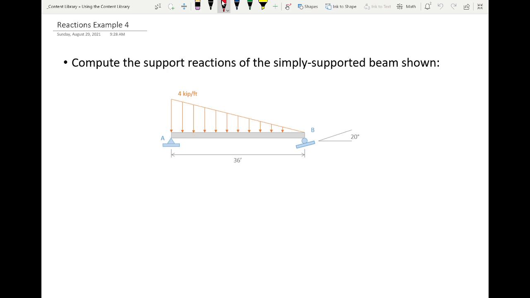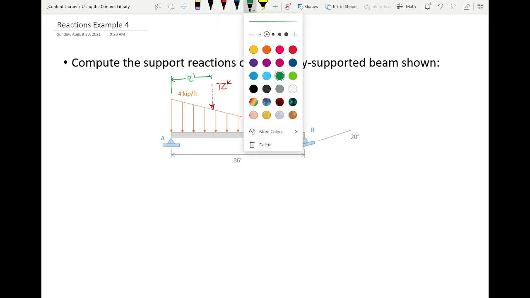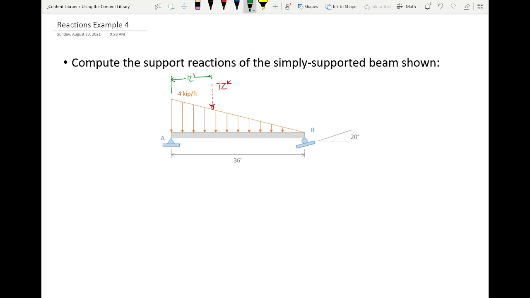Okay, so I'm going to collapse that into 72 kips, and that's 12 feet. Okay, now let's go away. Let's take a look at this 20 degrees, and I'm going to show you how I'm going to handle this 20 degrees. Okay, so let's look over here.